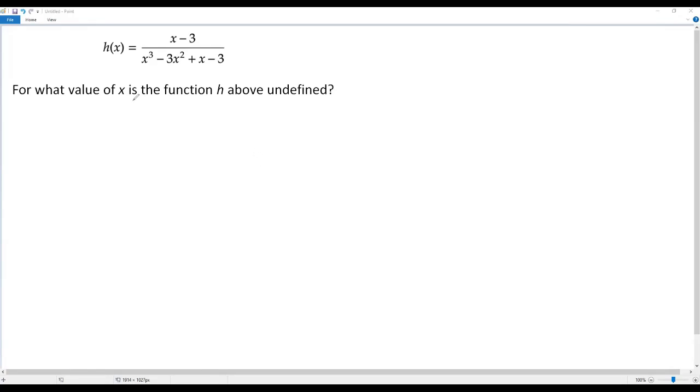Here we have a set math problem. Okay, let's go to the question. H of x equals x negative 3 over x cubed negative 3x squared positive x negative 3. For what value of x is the function h above undefined?